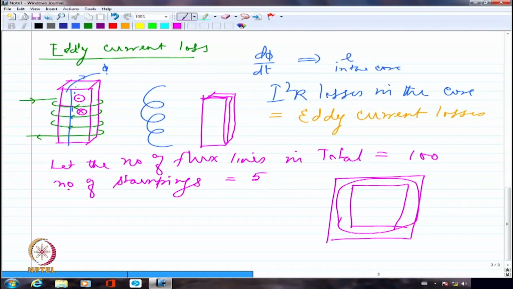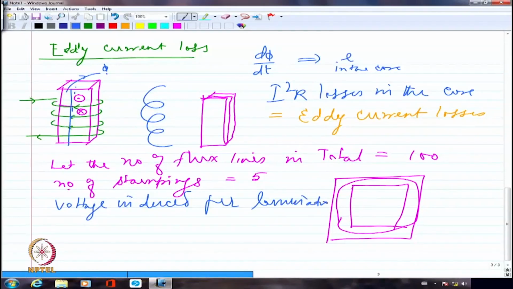So I am going to have the voltage induced per lamination will be equal to whatever is the voltage induced divided by 5. But overall I have increased the resistance because I have not given a thoroughfare for the current. So I have essentially made sure that the current is somewhat interrupted.